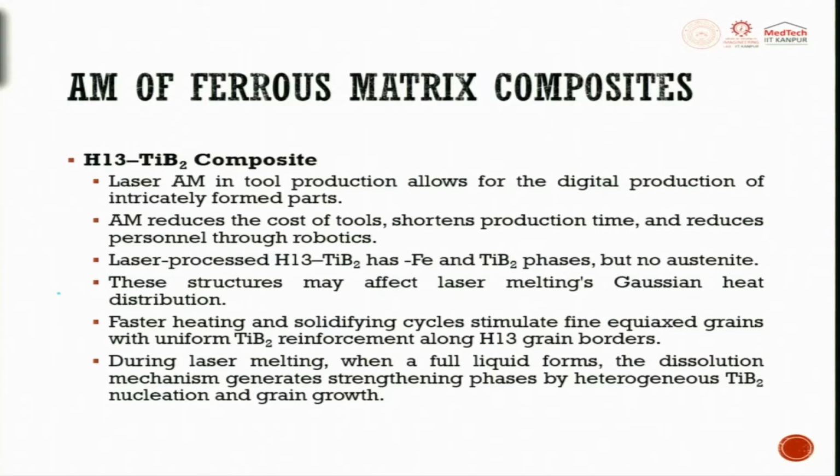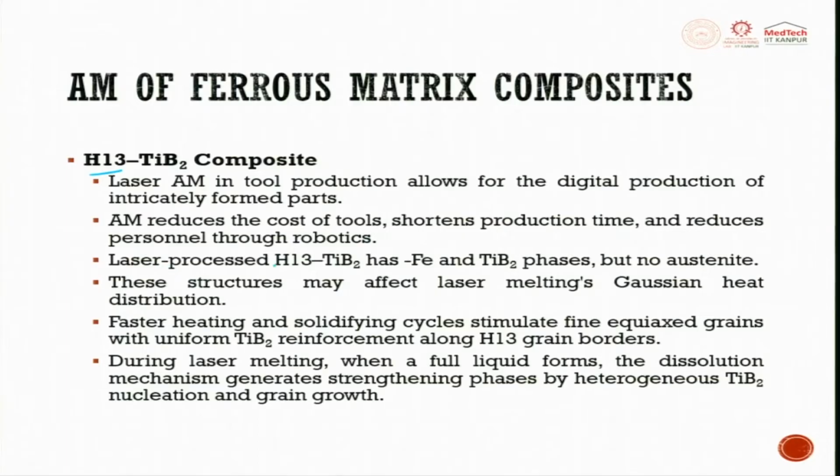Same thing. So, now let us see the third variant of additive manufactured ferrous matrix composite, H13 TiB2. H13 is exhaustively used for heavy industries applications. So, here laser additive manufacturing in tool production allows for the digital production of intricately formed parts. AM reduces the cost of tools, shortens the production time and reduces the personnel through robotics.